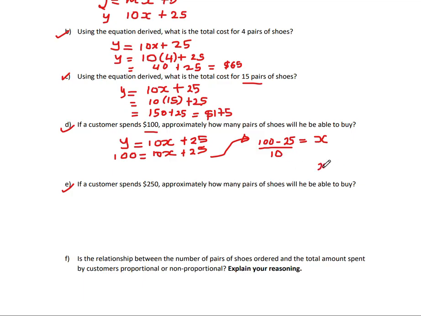So in effect we would be left with x equal 75 divided by 10, and 75 divided by 10 is 7.5, which is our answer. But number of pairs of shoes is a discrete measurement, which means that it can only be a whole number. So we would logically approximate this to the nearest whole number, which is 8. So roughly 8 pairs of shoes would cost the customer $100.